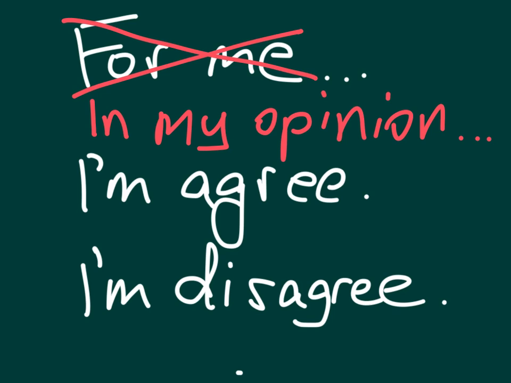Now, many people say "I'm agree" when they have the same opinion. You cannot say "I'm agree." You have to say "I agree." So the verb to be is not part of this sentence. I agree or I disagree. I don't have the same opinion.